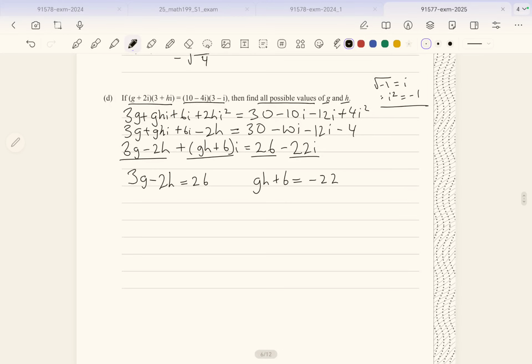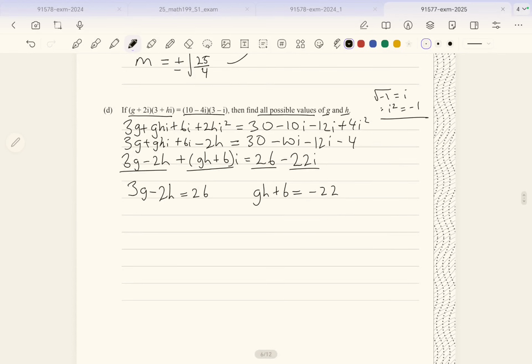Now, in this case, we are trying to solve for g and h. The easiest way is to first isolate one of these variables in terms of the other variable, and then use that and make it into a quadratic or some other form. So in this case, I'll deal with the imaginary side first. The way I got this expression is by grouping, and the i's just cancel out, which gives the expression above.